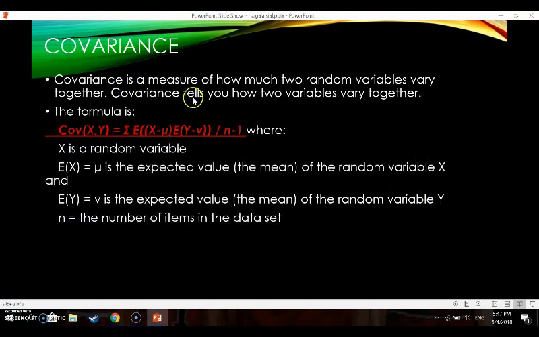So the second subtopic is covariance. Covariance is a measure of how much two random variables vary together. So the formula is covariance xy is equal to the sum of x minus mean x multiplied by y minus mean y, divided by n minus 1. n is the number of items in the data set.